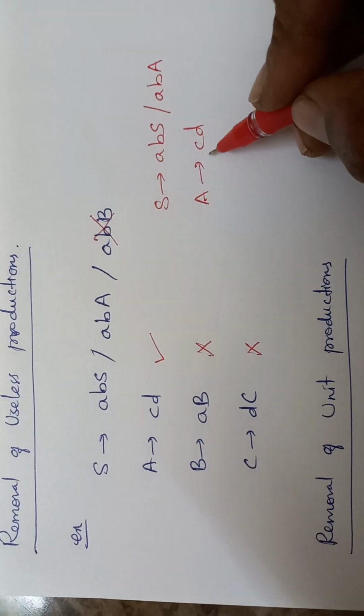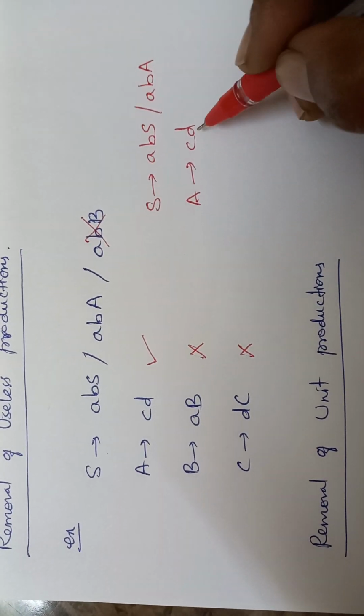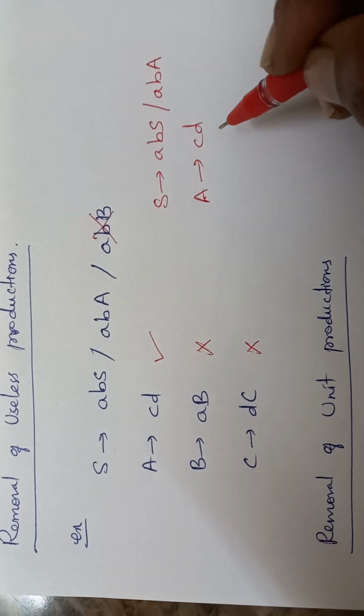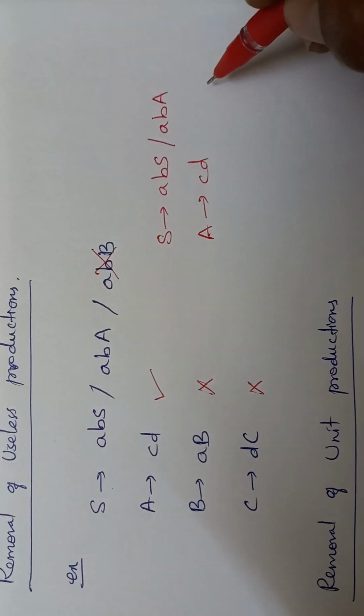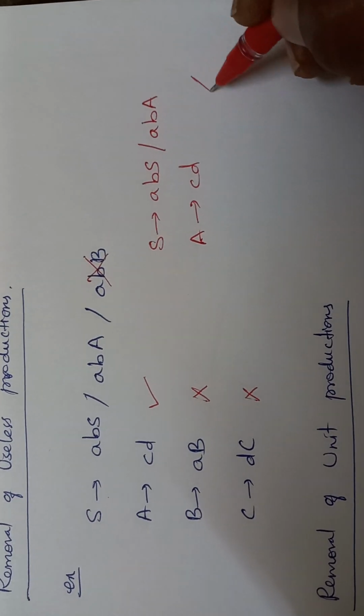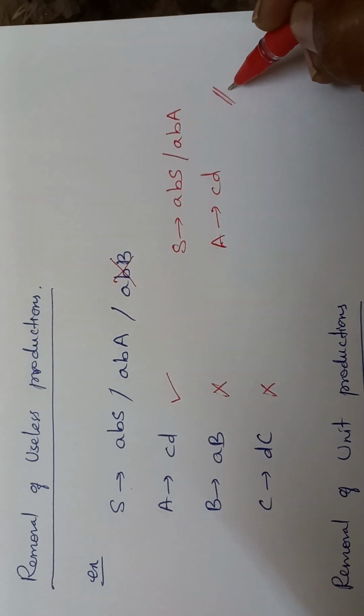And since A is reachable from the start symbol, A can be used, right? So this is also reachable. So this is the simplified grammar after removing the useless productions.